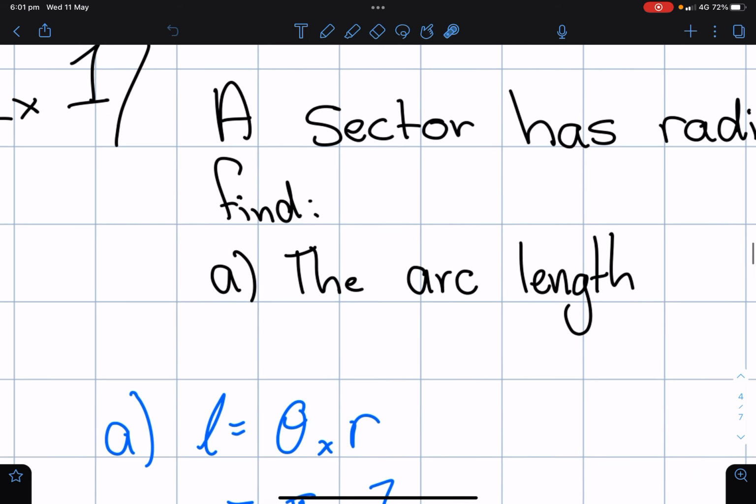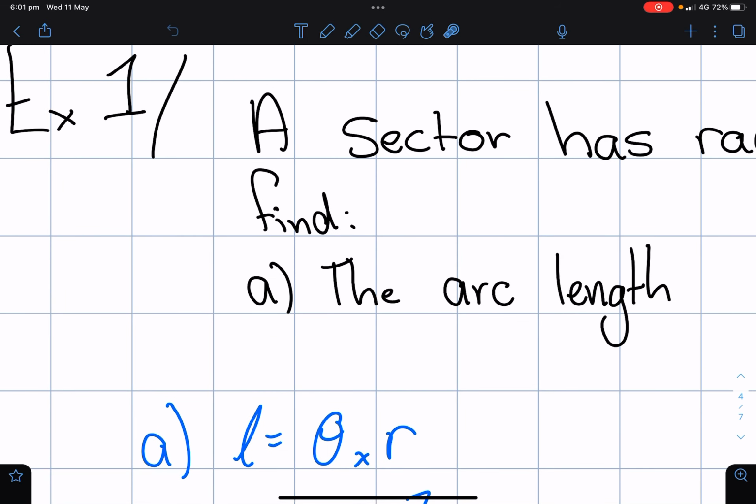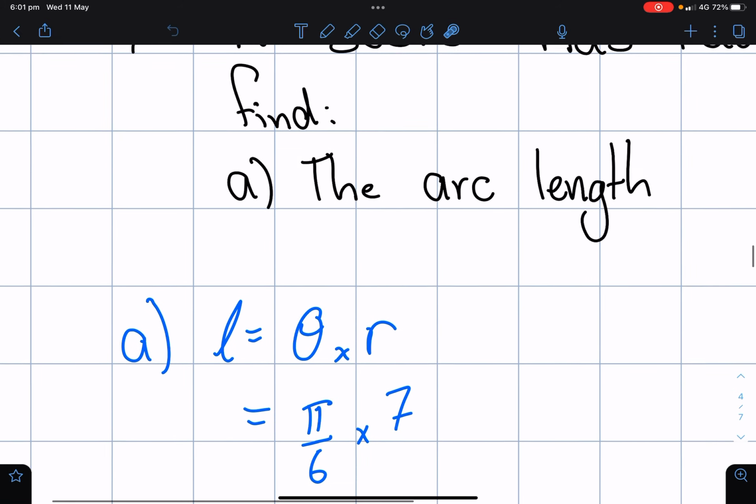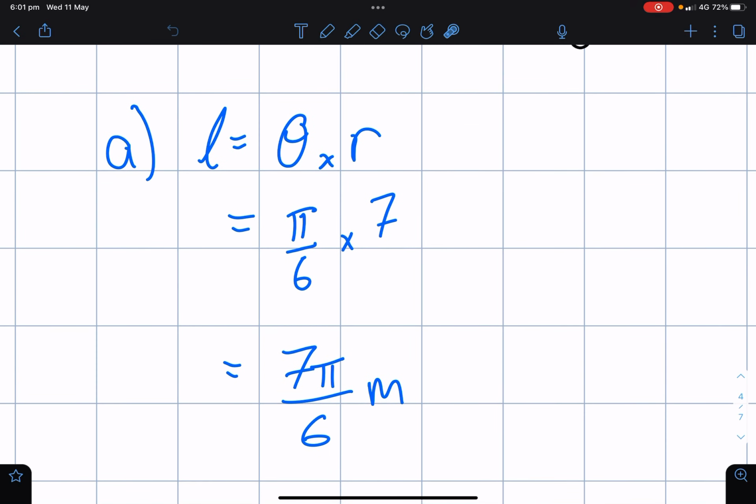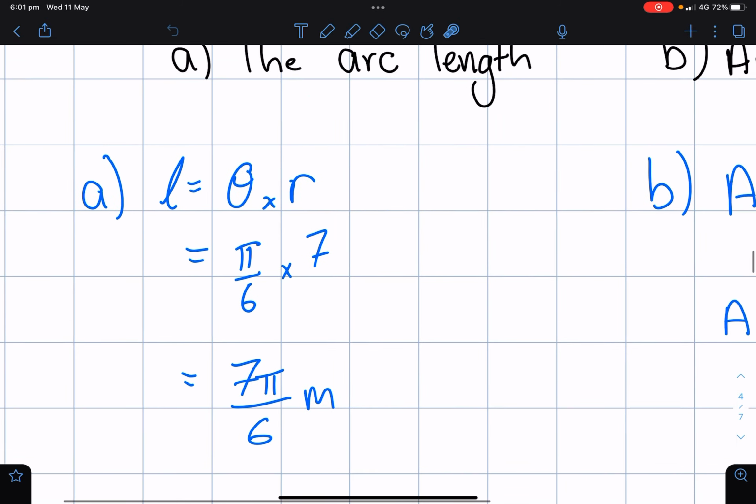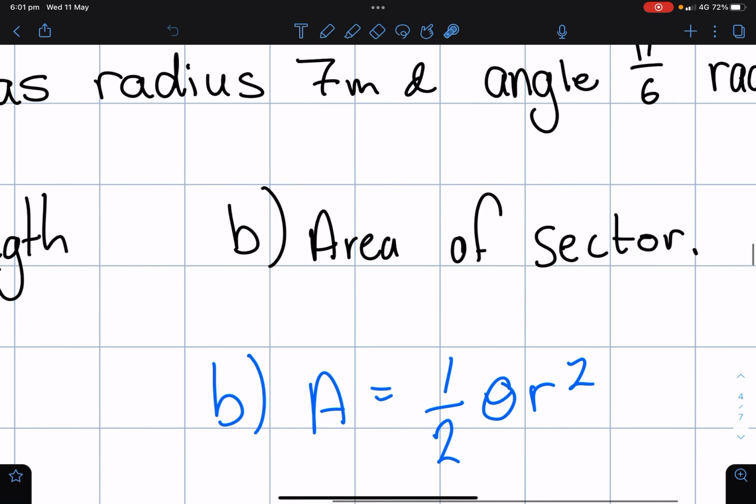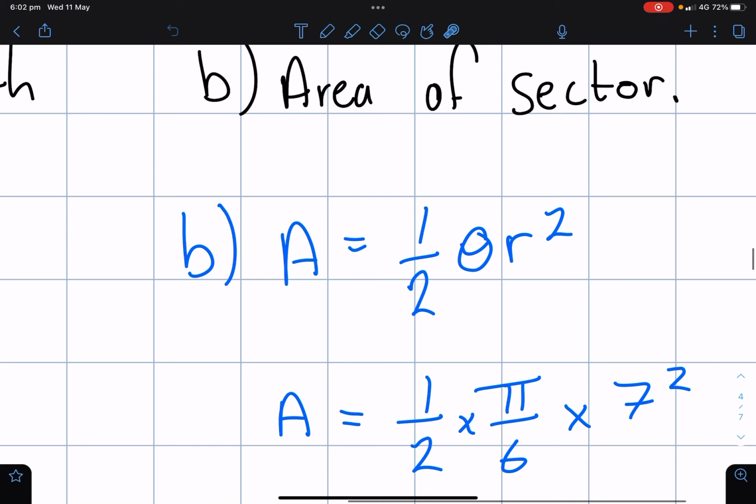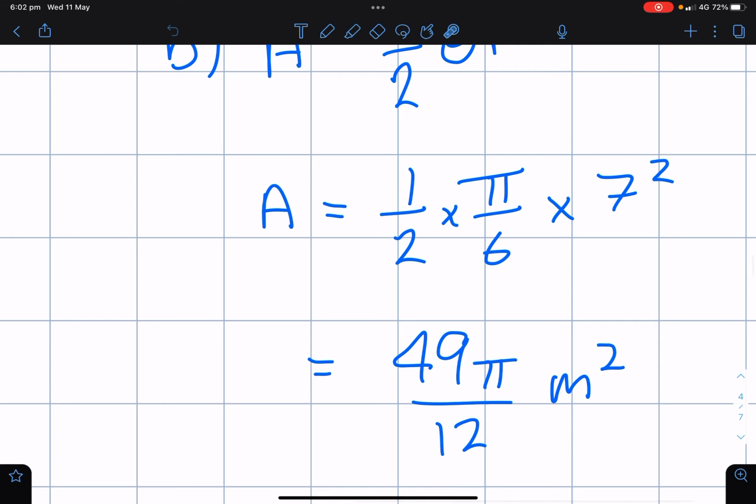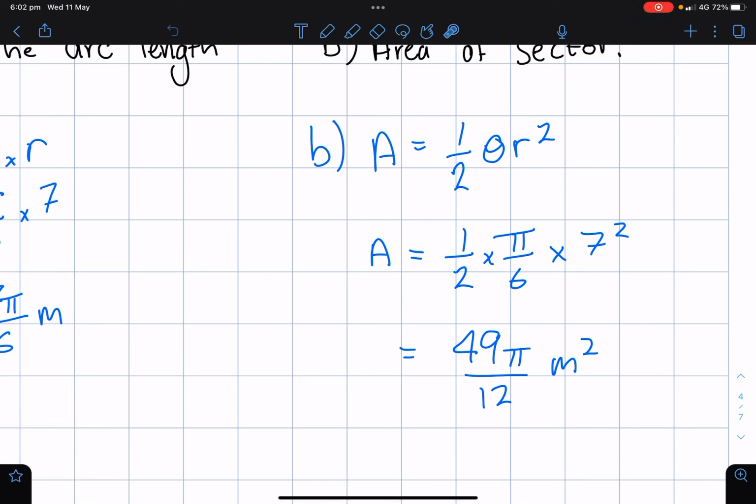So part A, to find the arc length when our angle is measured in radians, the arc length is equal to theta times r. Theta is pi on 6, r is 7, so that means the arc length is 7 pi on 6 meters. Part B, the area of a sector when our angle is measured in radians is half times theta times r squared. So that's half times pi on 6 times 7 squared, which gives us 49 pi divided by 12 meters squared. So remember, we're again dealing with measurement, so our units are super important.